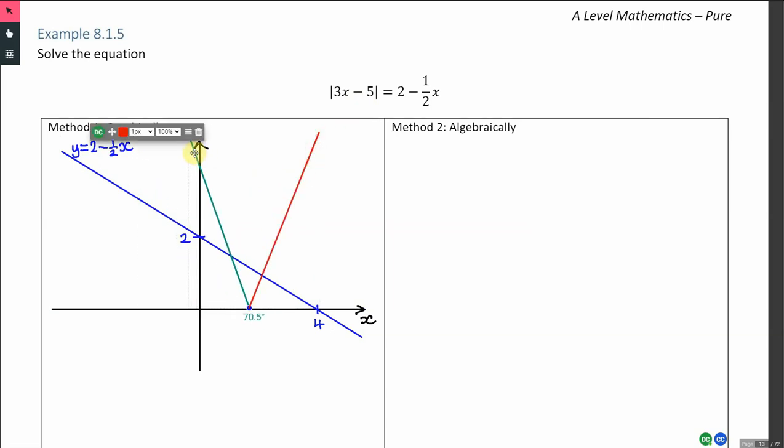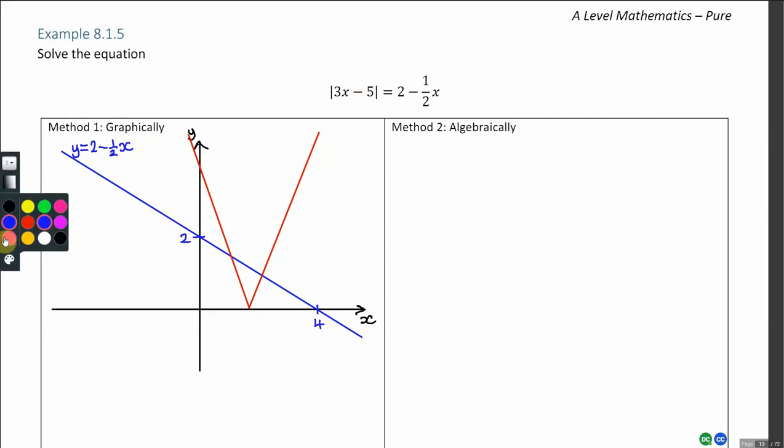I now need to check where this will go through the y-axis, just to make sure the graph is accurate, because I can see 2 on the y-axis. I need to make sure this point up here is definitely bigger than 2. So that'll happen when x is 0. When x is 0, we get the modulus of 3 times 0 take away 5, which is the modulus of 5, which is 5. So yep, I can leave my line where it is. It definitely is above 2.